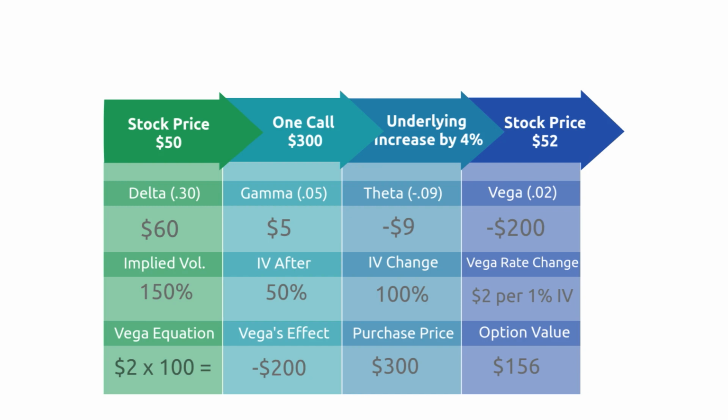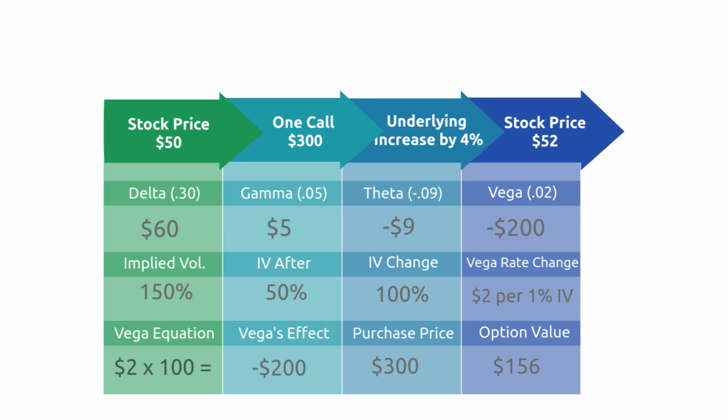The stock went up 4% from $50 to $52. So let's break down the loss. Theoretically he earned $60 from delta, $5 from gamma, lost $9 from theta, and lost $200 because of vega. Now how did this happen?